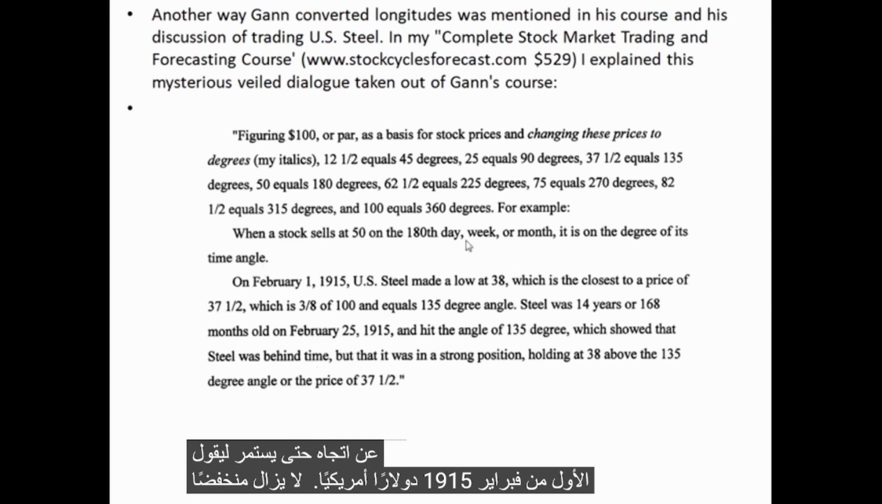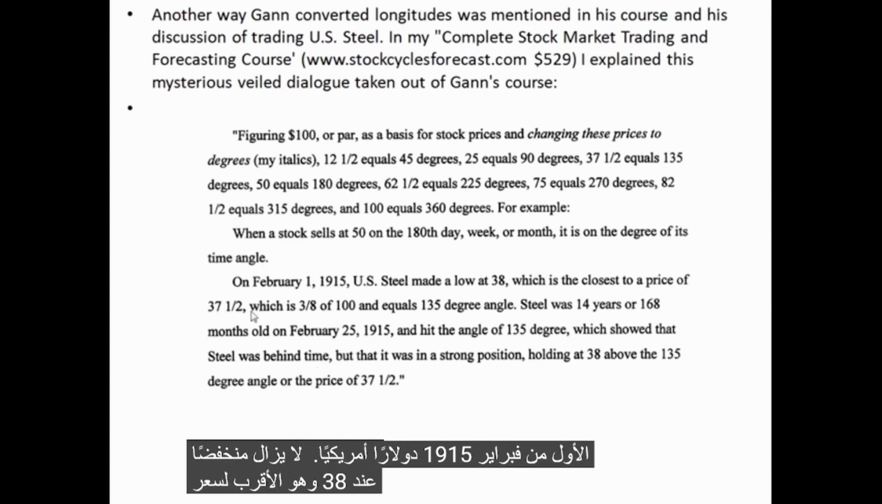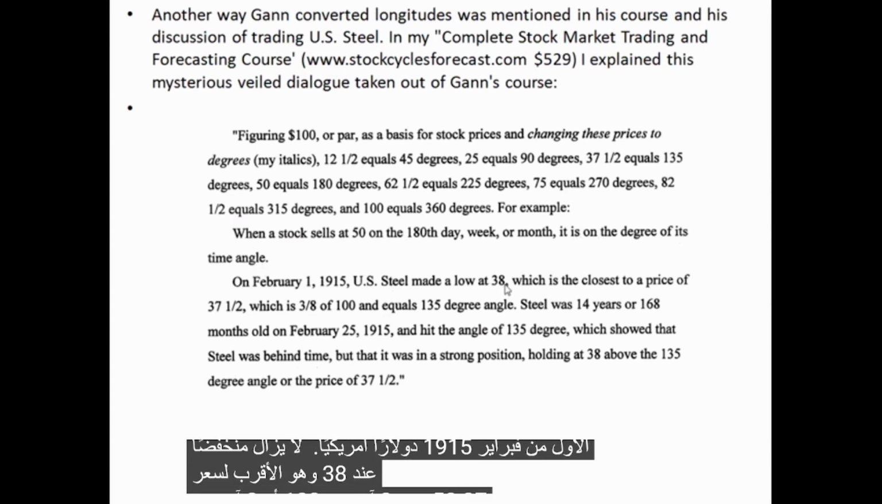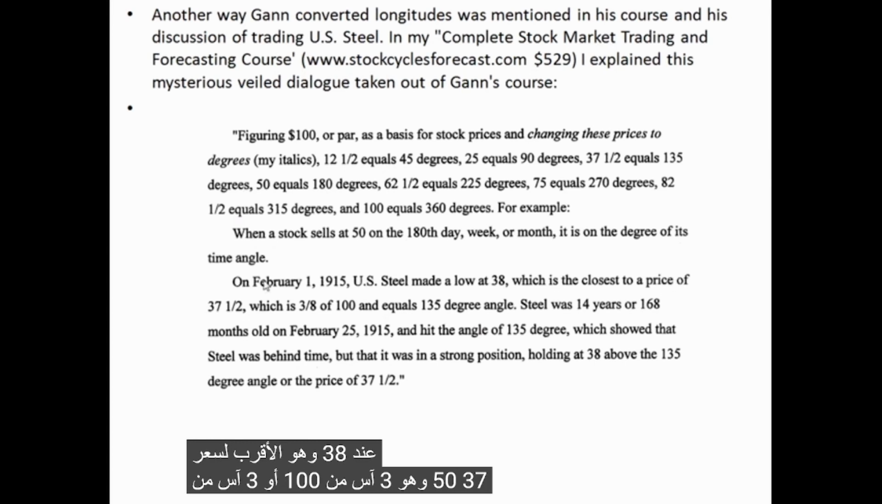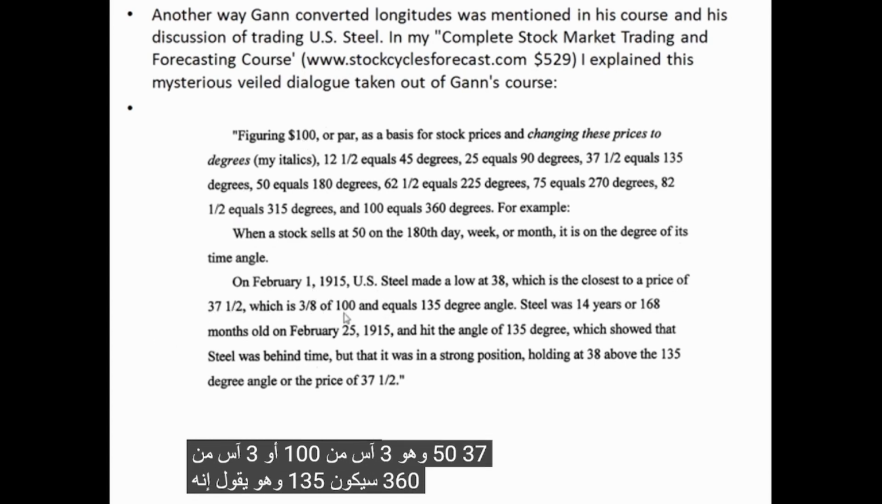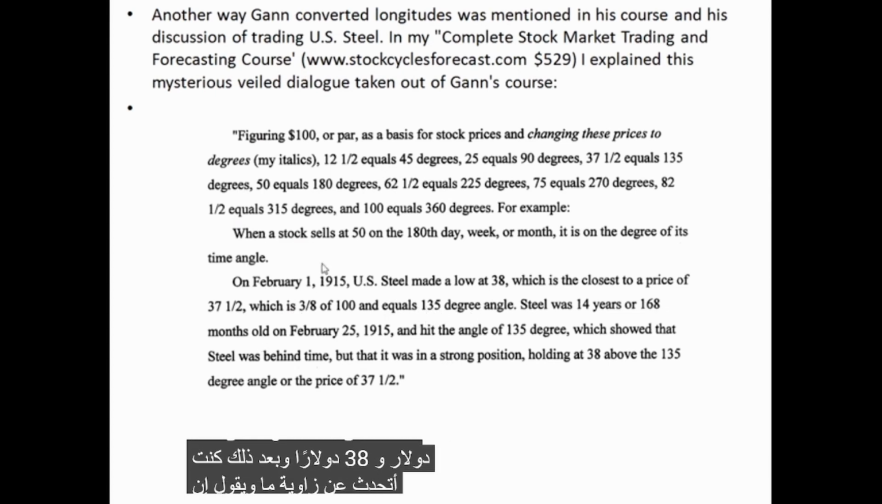So he goes on to say, February 1st, 1915, U.S. Steel made a low at 38, which is the closest to a price of 37.50, which is 3/8 of 100, or 3/8 of 360 would be 135. And he throws this in. I used to say, well, where's he getting this 135 angle from? We're talking about 3/8 of $100 and 38 bucks, and now he's talking about some angle.